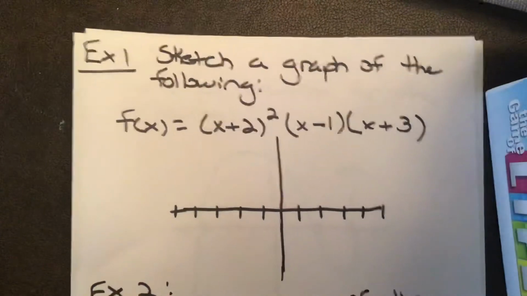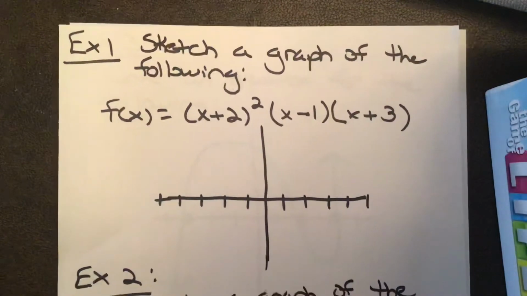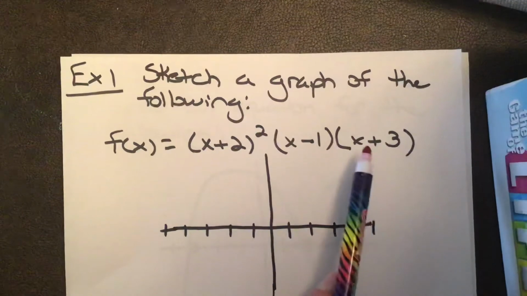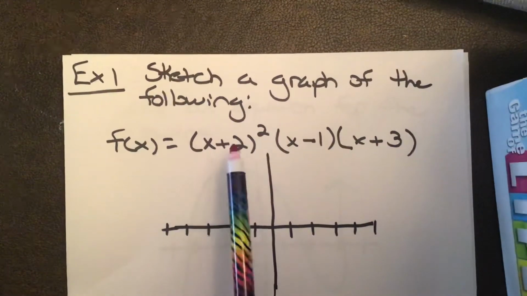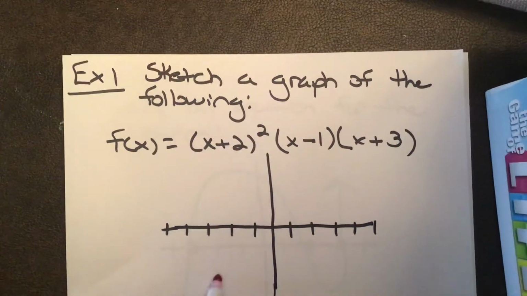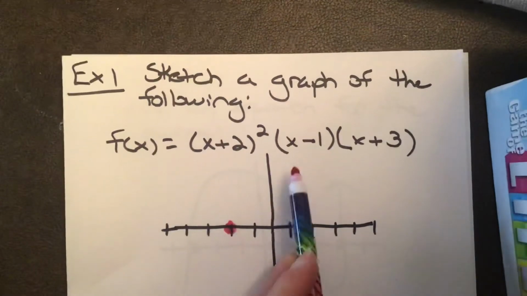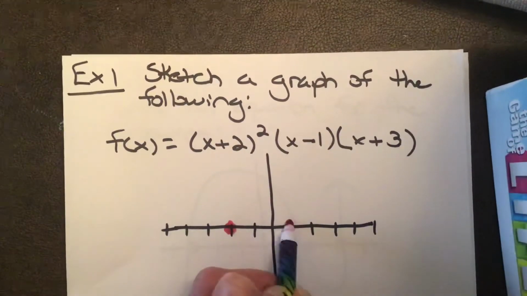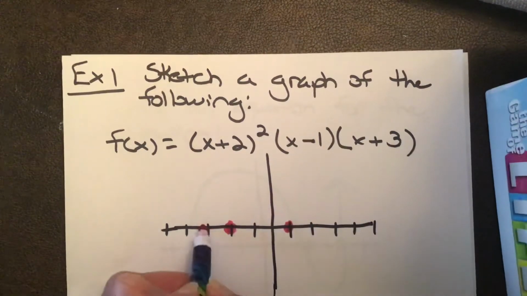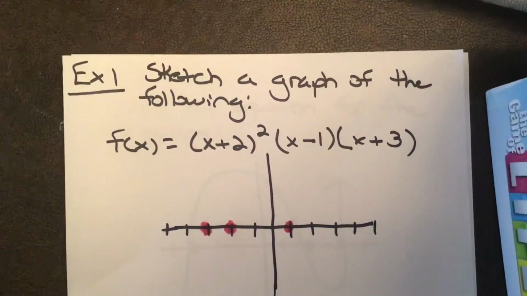So what we're going to do is be able to sketch a graph of the following. The first one I'm giving to you is in factored form. If you remember in the prior lesson, we talked about the connection between the factors and the zeros or x-intercepts. So the first thing I know in this one is where my x-intercepts are going to be. Since x plus 2 is a factor, there's an x-intercept at negative 2. Since x minus 1 is a factor, there's an x-intercept at 1. And since x plus 3 is a factor, there's an x-intercept at negative 3. So that we know from the factors. The other things we have to account for are the end behavior and the y-intercept.